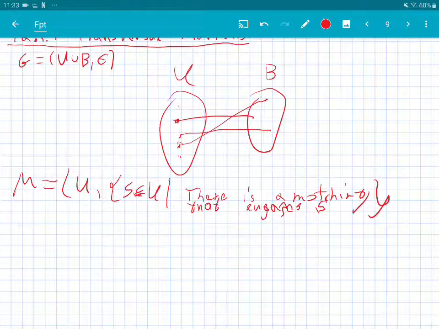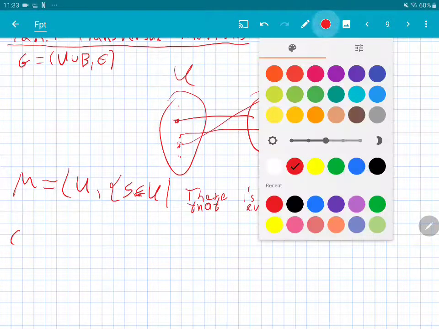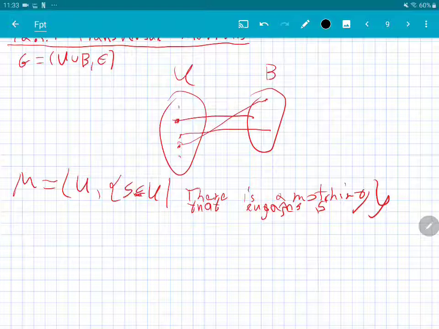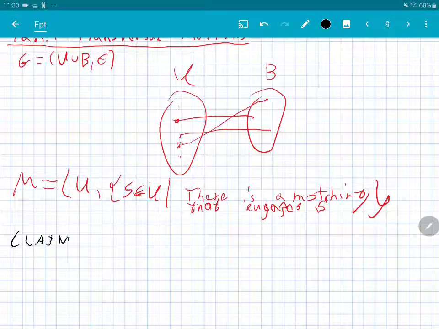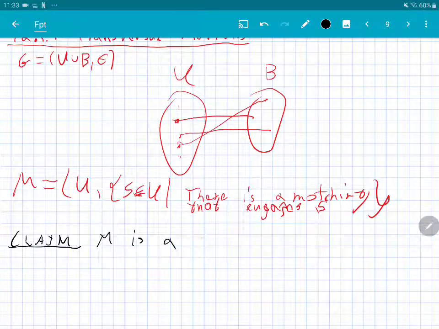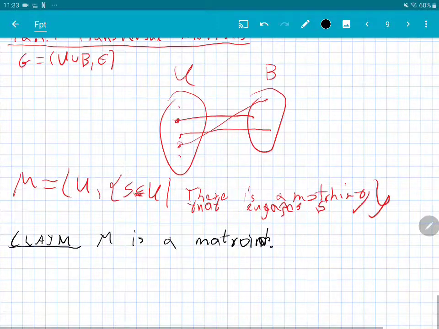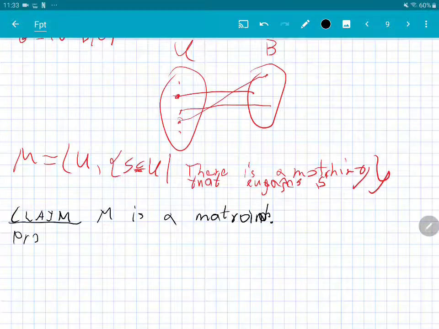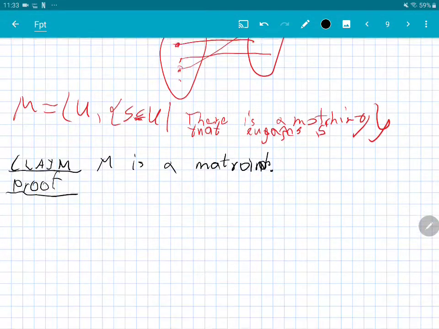Okay, so claim: M is a matroid. The first two properties are immediate. The empty set is in, and the hereditary property is immediate, because you can always delete edges from a matching and it's still a matching. But the exchange property is kind of more difficult.